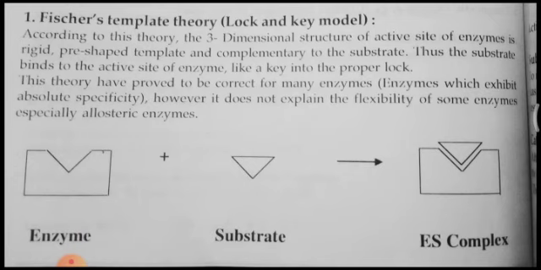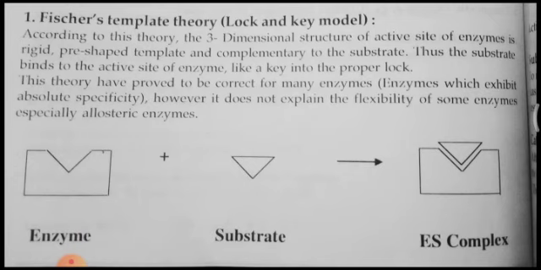The substrate binds to the active site of the enzyme like a key into the proper lock. So you can see in the first paragraph, last sentence, like a key into the proper lock, the substrate is going to bind to the enzyme. This theory was proposed to be correct for many enzymes, not for all enzymes. However, it does not explain the flexibility of some enzymes, especially allosteric enzymes.